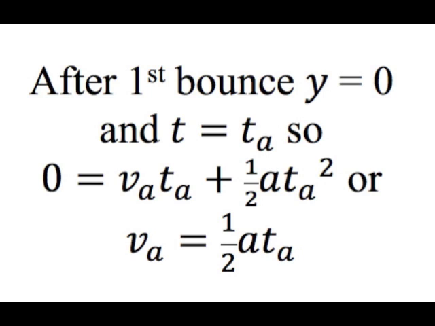So after the first bounce, the ball is back at y equals 0, a height of 0, and a time t sub a has elapsed. And from this we can see that the takeoff velocity is equal to 1/2 acceleration of gravity times the length of time until the next bounce.